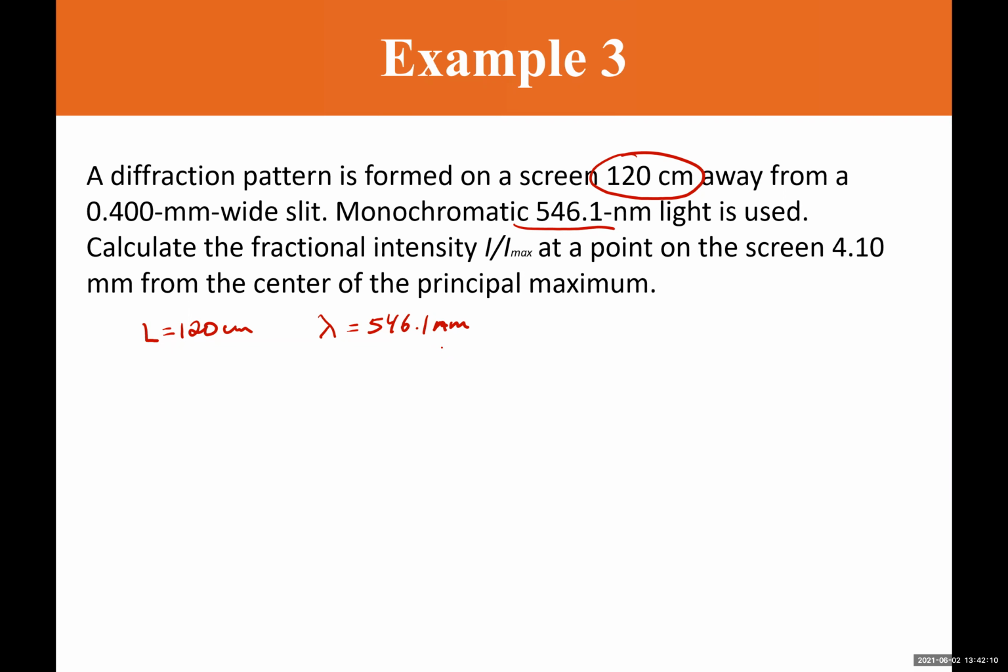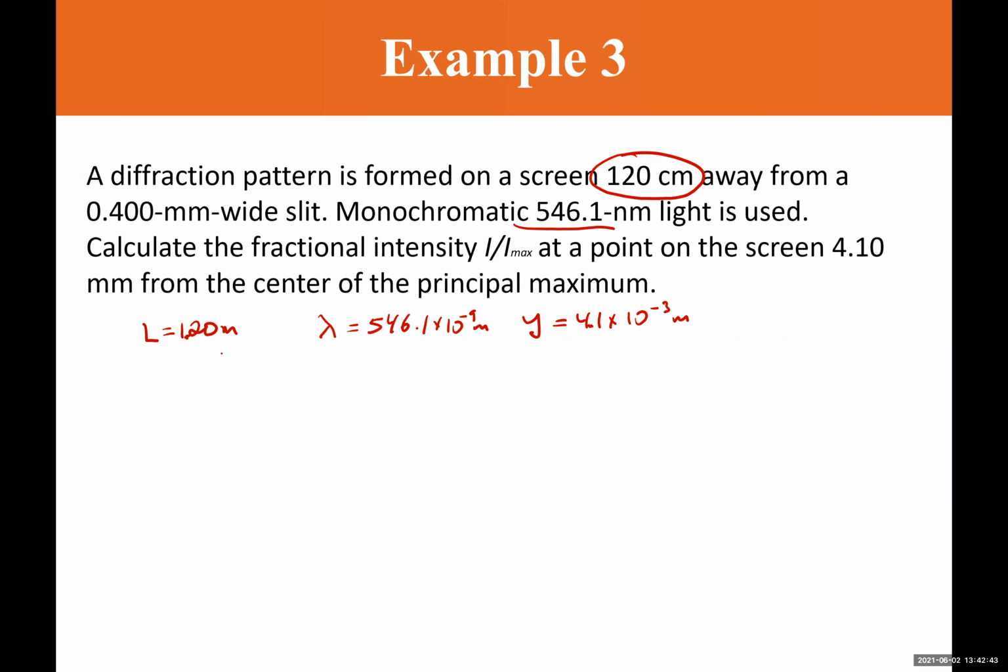That means we're given our y position. So y is equal to 4.1 times 10 to the negative 3 meters. The wavelength will be times 10 to the negative 9 meters, and L is 1.20 meters. Having everything in meters is generally a good idea. All right, so here then what we have is the equation.